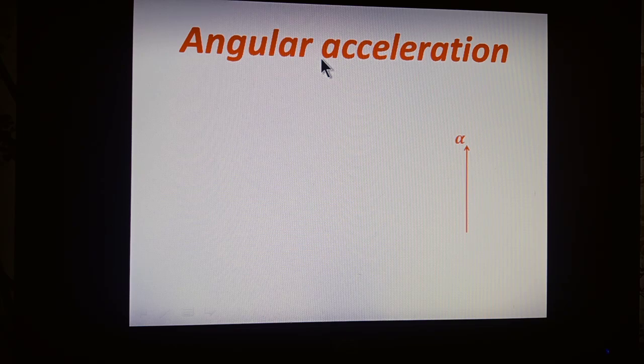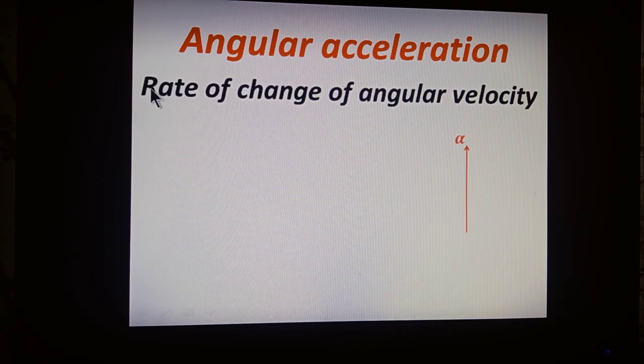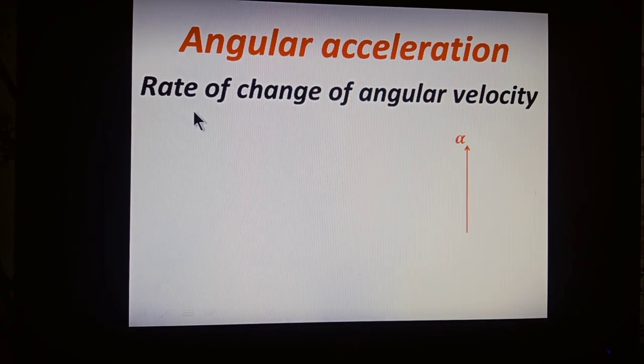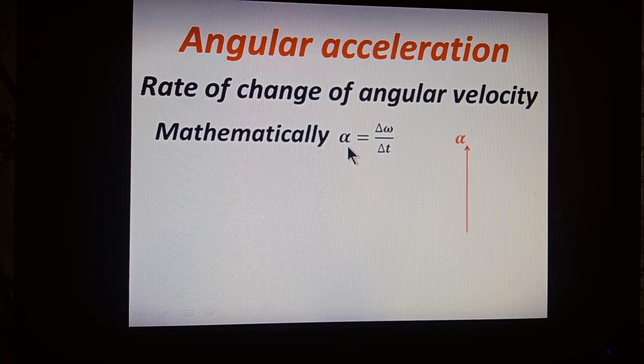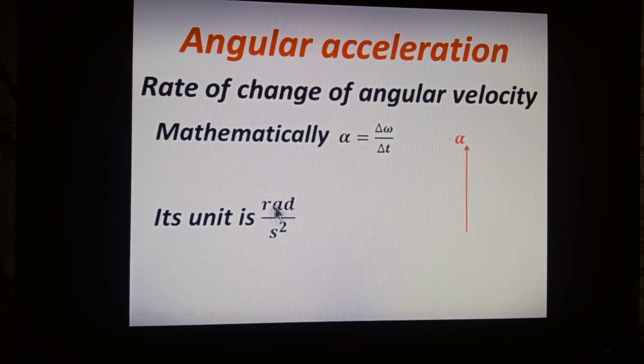Next is angular acceleration. By definition, the rate of change of angular velocity is called angular acceleration. Mathematically, it is represented by alpha. Alpha equals delta omega over delta t. What is delta omega? Change in angular velocity, and delta t is the time taken for that change. Its unit is radian per second square. Look at this diagram again.